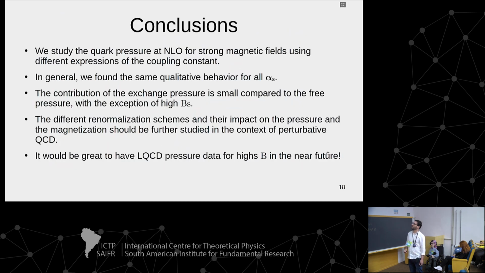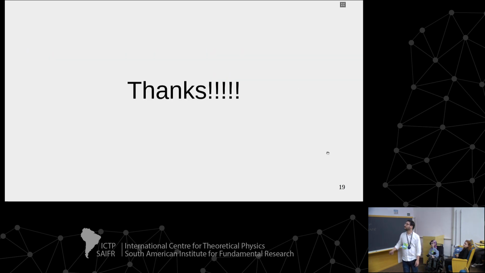So these are the conclusions that I have. In general, we found the same qualitative behavior. For all alphas chosen, the contribution of the exchange pressure is quite small compared to the free pressure, with the exception of extremely high magnetic fields. And the different renormalization schemes and their impact on the pressure should be further studied in the context of perturbative QCD. And of course, it would be great to have QCD pressure data for high magnetic fields in the near future. So thank you.